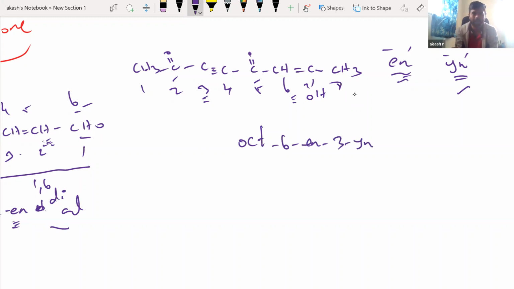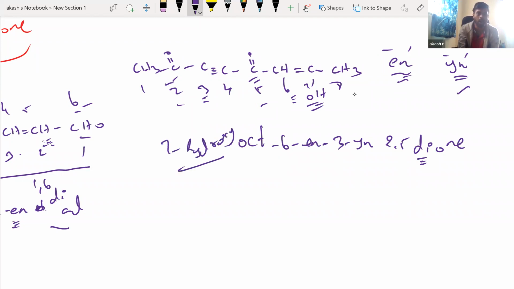And then in the 2nd carbon atom and the 5th carbon atom, 2,5, you have ketones. We know the suffix should be one, and since I have 2 of them, it is dione. And one more thing we are missing, that is your OH group in the 7th carbon atom, that is going to be the prefix. So it is 7-hydroxy oct-6-en-3-yne-2,5-dione. This is the name of the compound. This is the exact name of the compound.